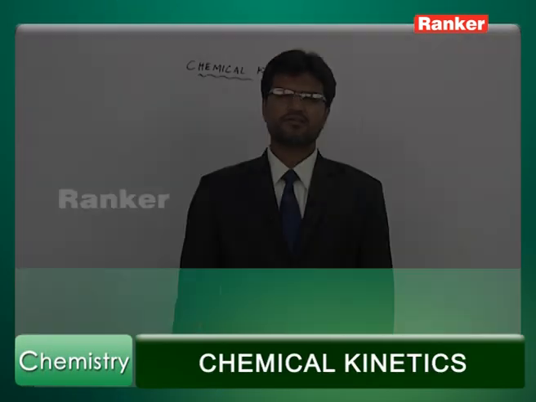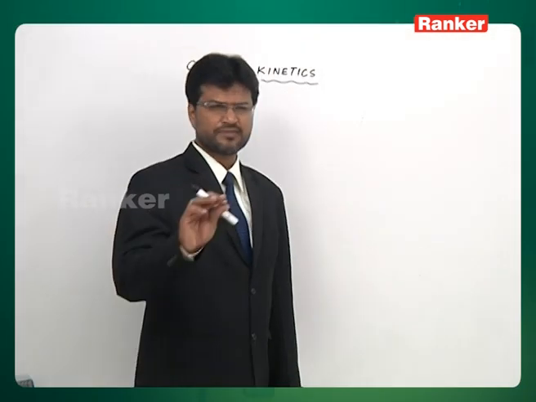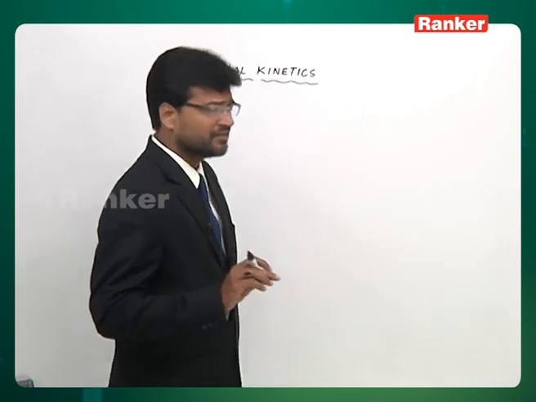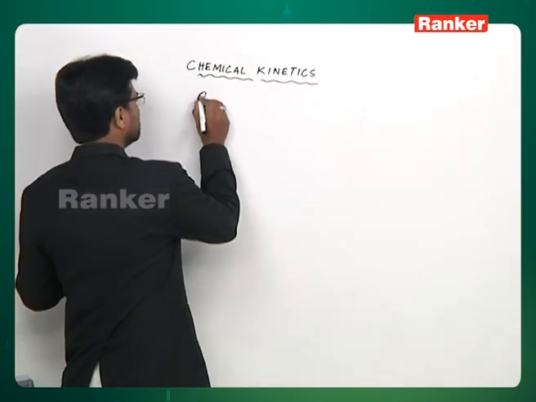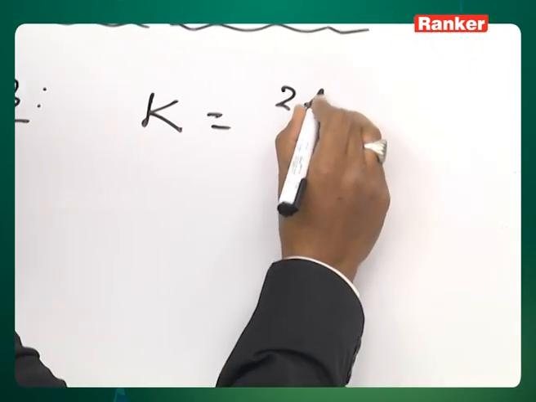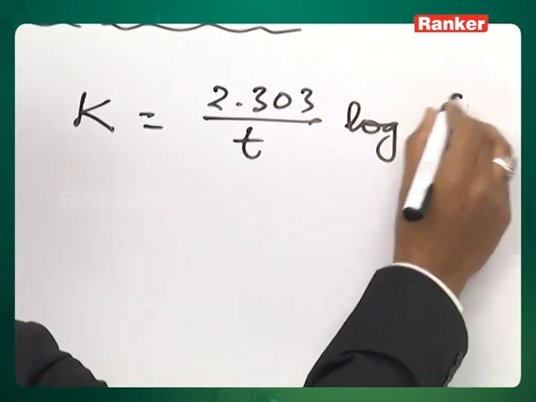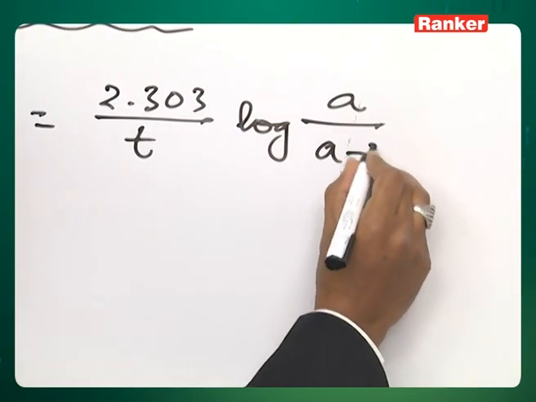Question number 3. In a first order reaction, 20% of reactant is consumed in 15 minutes. The rate constant of the reaction is. Let's try to solve this question. 20% of reactant is consumed in 15 minutes. We need to apply the first order rate equation. K equals 2.303 by T log of A by A minus X.